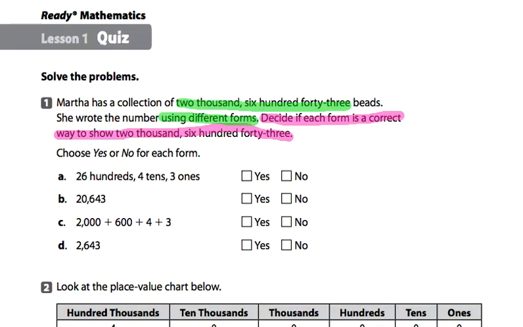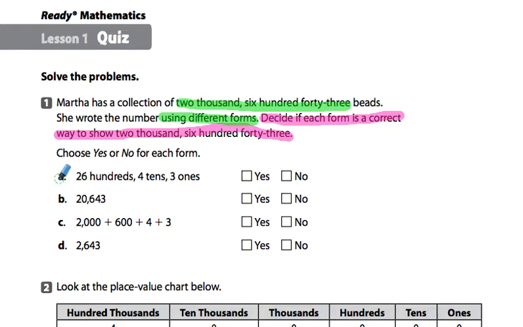Different forms. And what are those different forms that we've learned about? We've learned about expanded form. We've learned about standard form. We've learned about word form. Okay, so different forms of writing a number. And we've learned that there's different ways to write the exact same number. So now you just have to choose yes or no for each form.